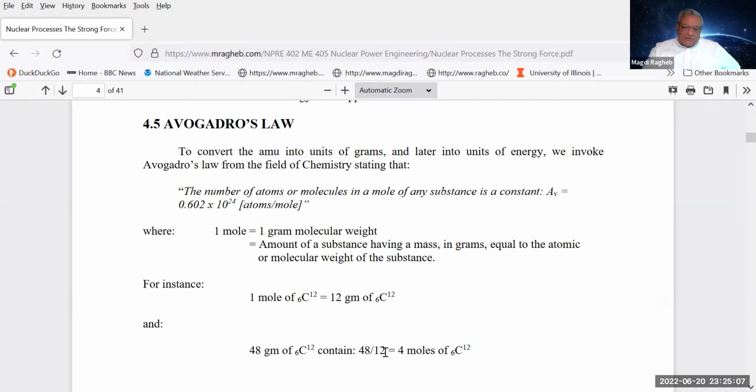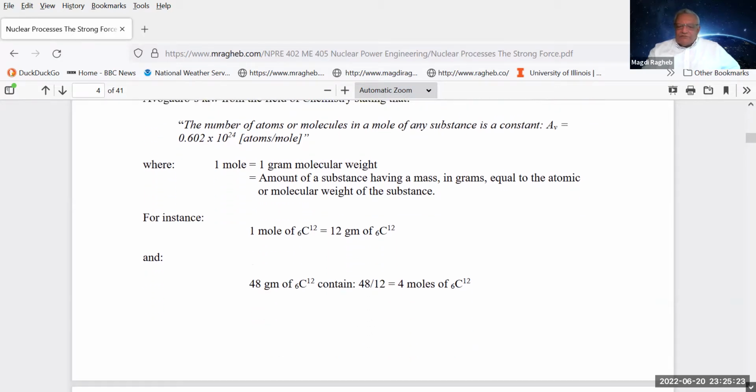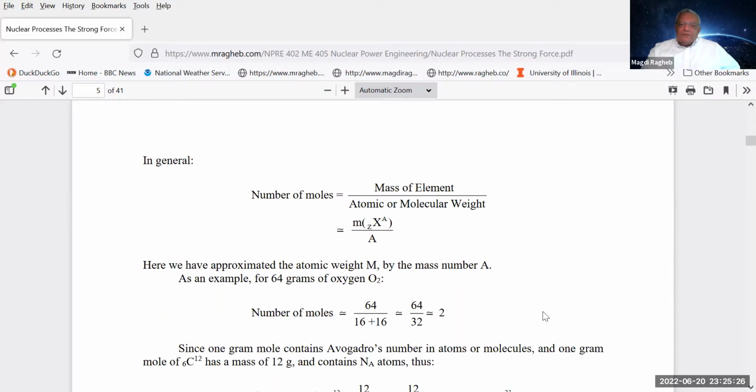To be exact, you should really use the atomic weight itself, 12.001, with the decimal point. But for simplification here, we are taking it as an approximation. 48 divided by 12: 48 grams of carbon-12 contain 4 moles of the carbon-12 isotope. So in that case, the number of moles is always defined as the mass of the isotope divided by its molecular weight. As an approximation, we can divide by the mass number of the isotope.